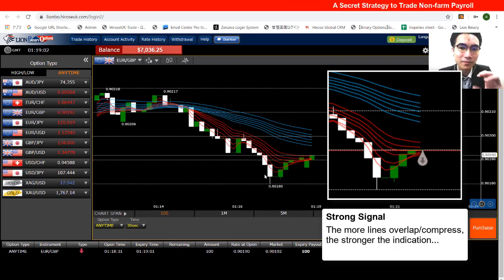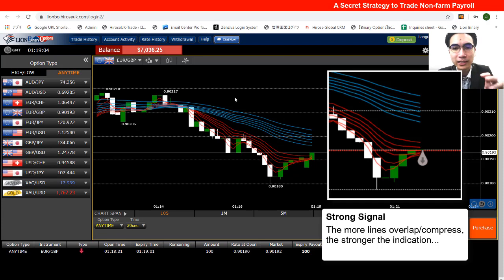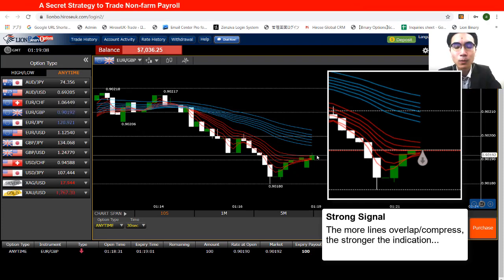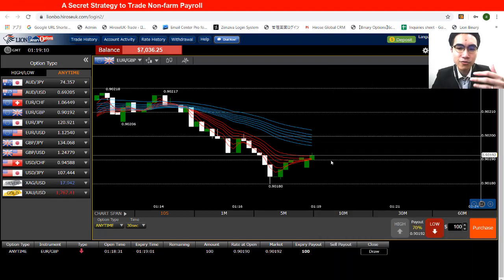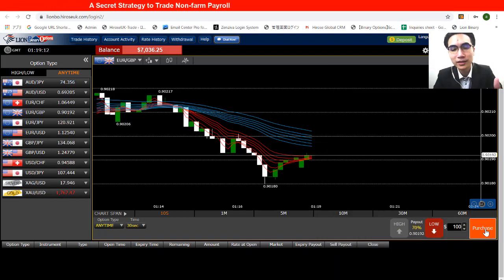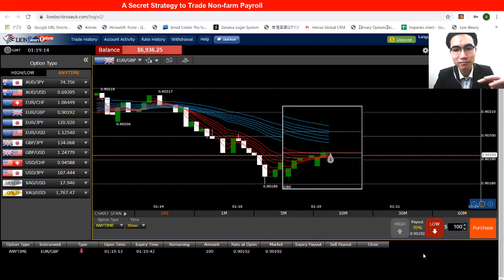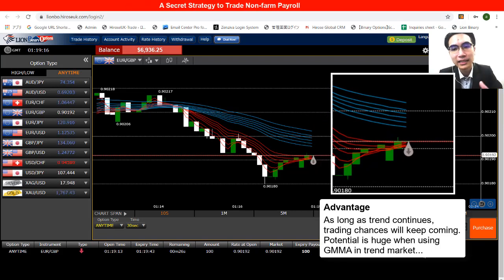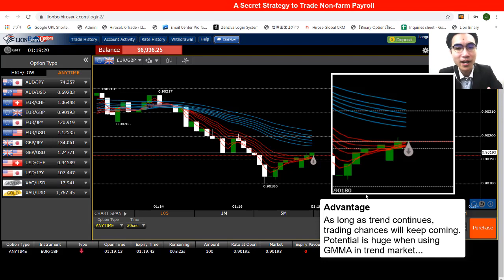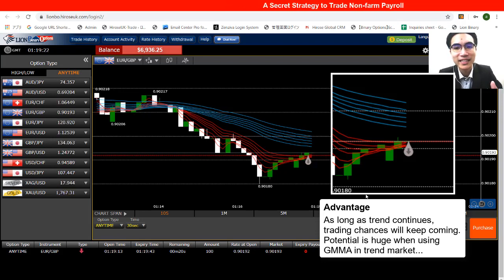But here I see that almost all the red lines are compressing, which is a really strong indication, and that's why I opened a low there. The trade ended in a draw, but the blue lines are still expanding and the red lines are still compressing, so I'm sure there's still potential for the price to go down. That's why I opened another option here.